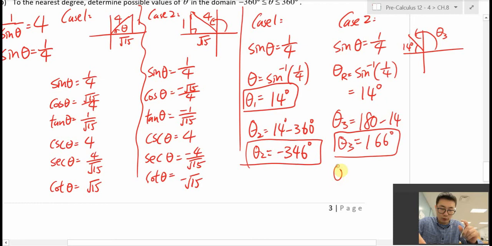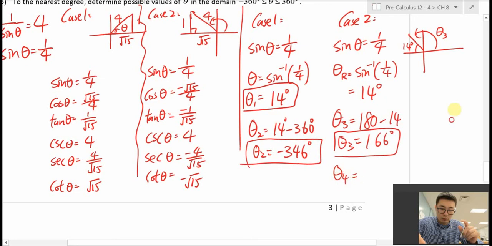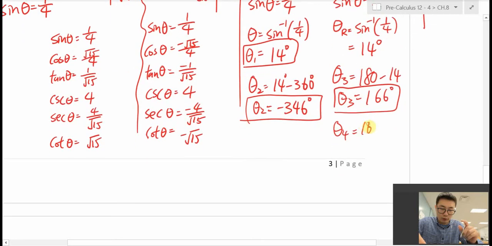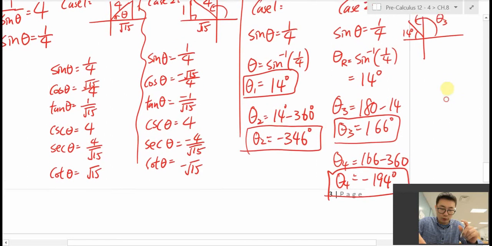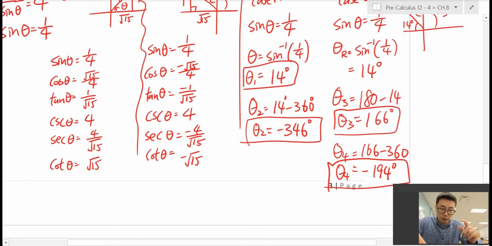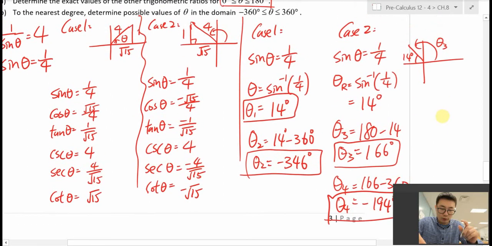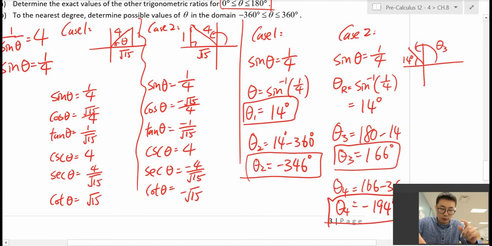And again, I can find coterminal angles by either adding 360 or subtracting 360. I think it's clear that we will need to subtract. If you add another 360, it's going to be too much. This is negative 194. So that is your fourth answer. And you only have these 4 as your answers. You have 4 different possibilities. So 2 different cases, so you've got to solve them separately.